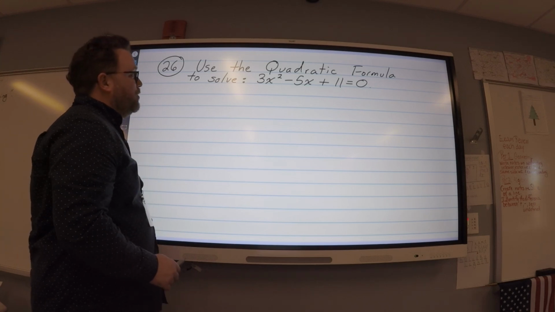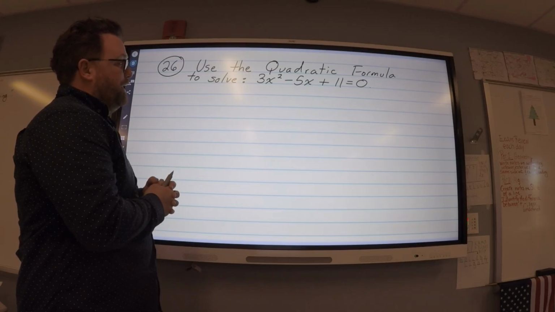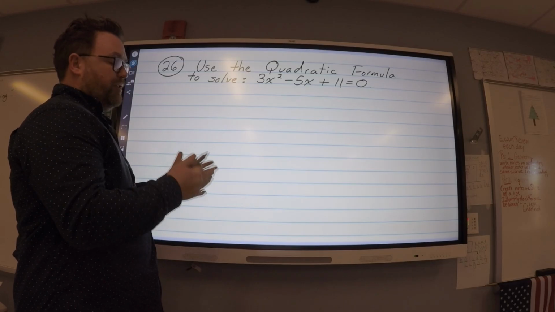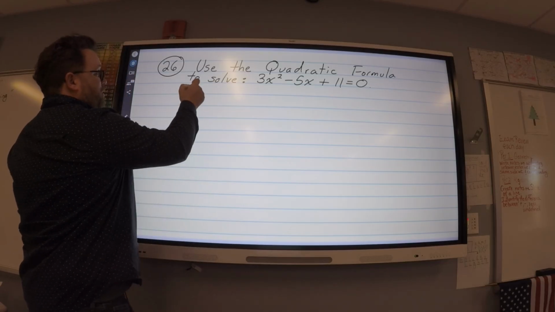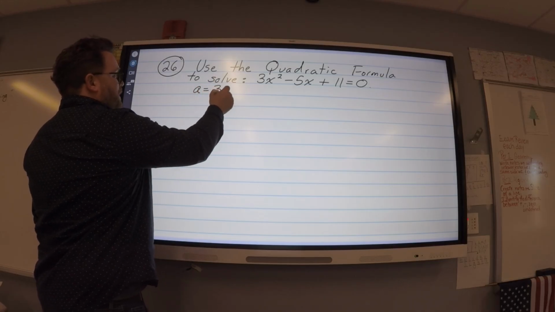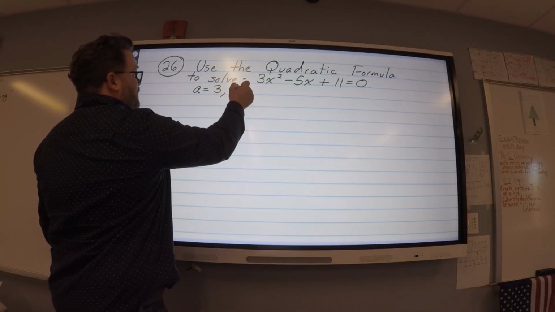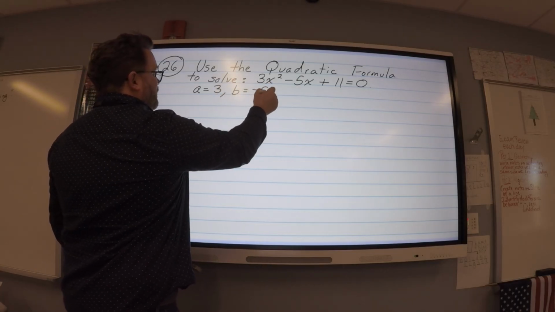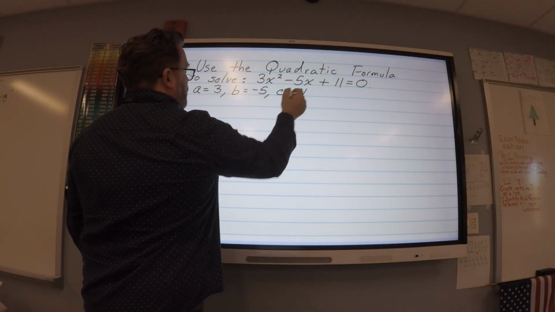All right, in this problem we're going to use the quadratic formula to solve the equation 3x squared minus 5x plus 11 equals 0. So the first step is to identify a, b, and c. A is the coefficient, or the number in front of x squared, which is 3. B is the coefficient in front of x, which is negative 5. And c is the number by itself, it is 11.